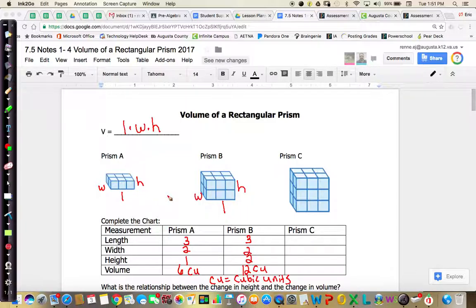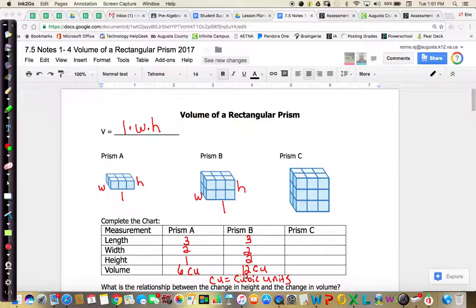Now, I want you to look carefully here. The length stayed the same, the width stayed the same, but look what I did to the height. I doubled the height, and look what happened to the volume. The volume also doubled because 6 times 2 is 12. So when we multiply something by 2, we say that it doubled. And the height can get multiplied by 2, and the volume can get multiplied by 2.